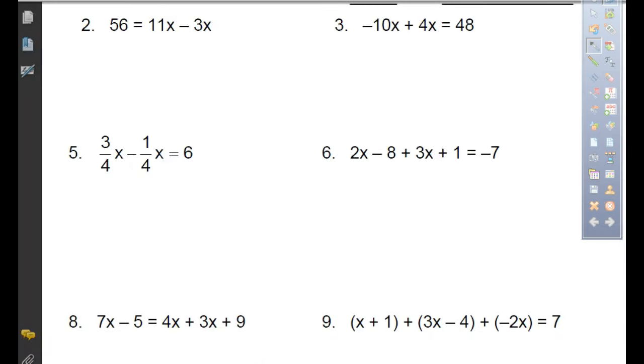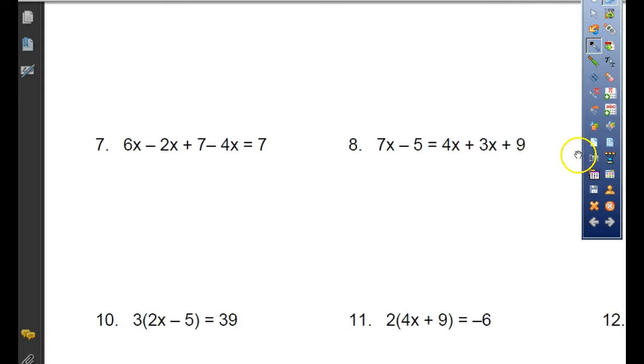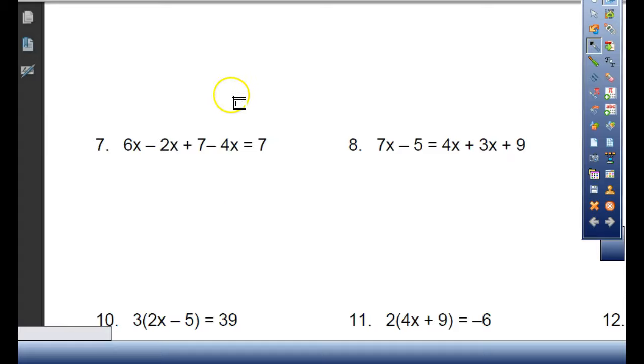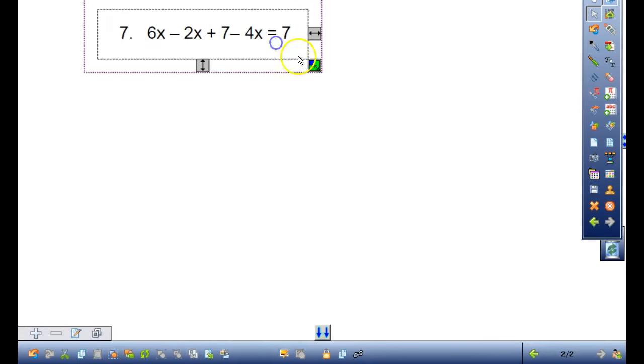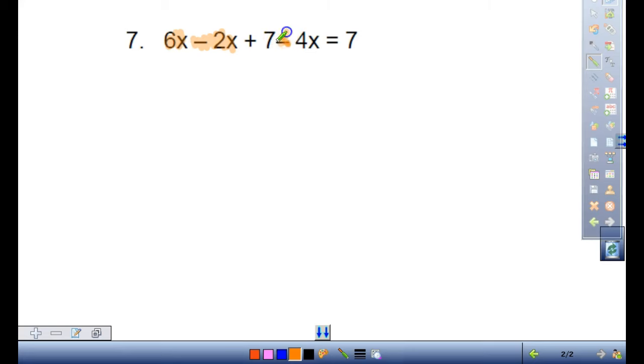Number 7. The next one. Okay. So let's look at 7. Alright, so same thing as before. I see 6x, a -2x, and a -4x. So that's first. They're all on the same side. I'm not going to add 4x. I'm not going to add 2x. I'm not going to subtract 6x. They're on the same side.